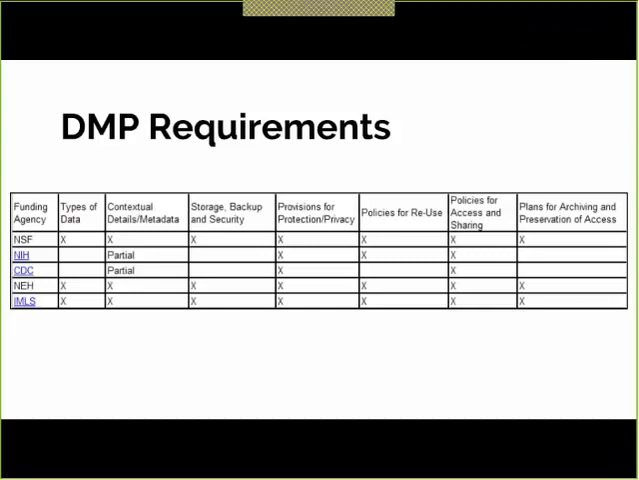And you can see that it matches up with a lot of the things. Not all of them have exactly the same thing. NSF is the one that has the most complete when it comes to their data management plans and what they expect researchers to do. But even NIH, even though they do not necessarily require the data inventory, they do expect to see provisions for protection, policies for use, access and sharing.